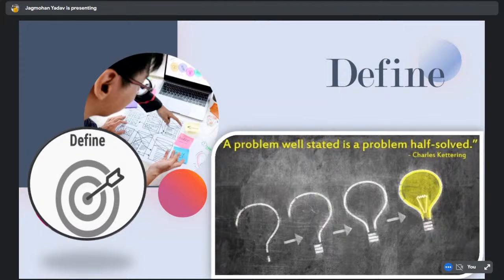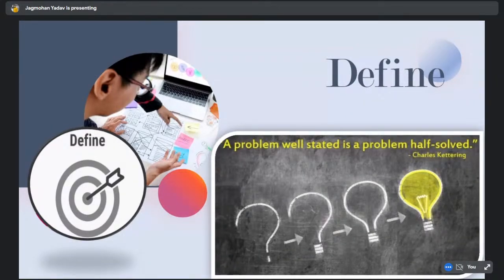Who is your user, exactly? Women living in developing nations. They need to bring clean water from far away. Okay, this is the problem. How can I solve this?